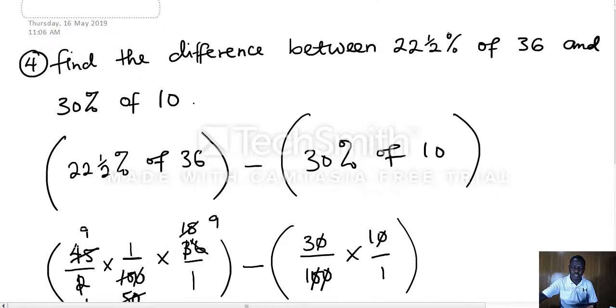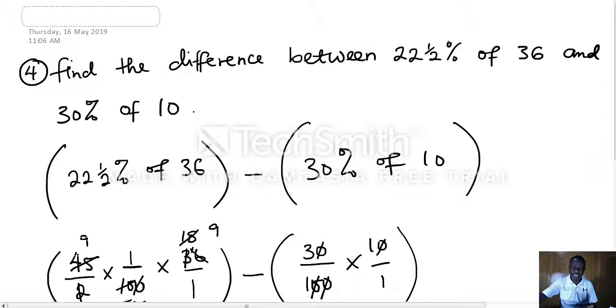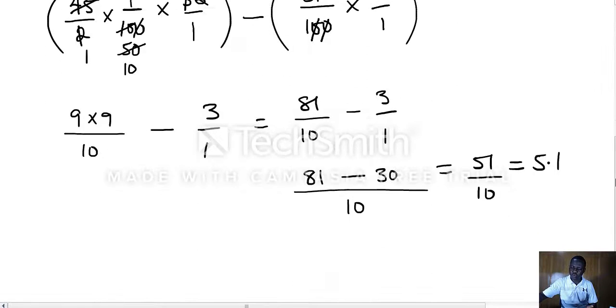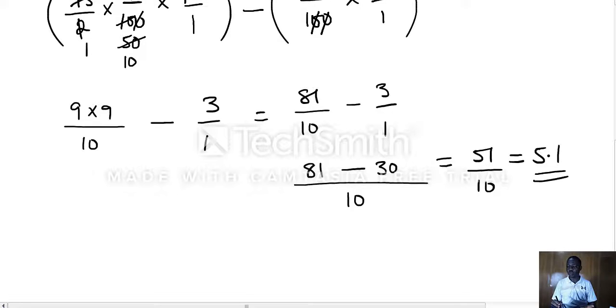The question says find the difference between 22.5% of 36 and 30% of 10. So our answer is equal to 5.1.